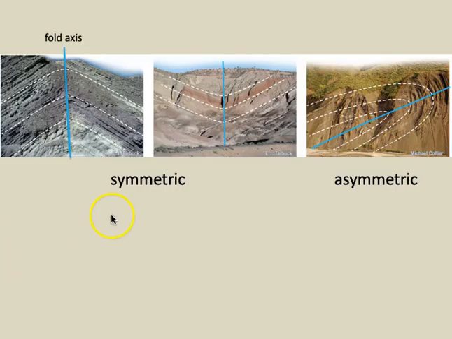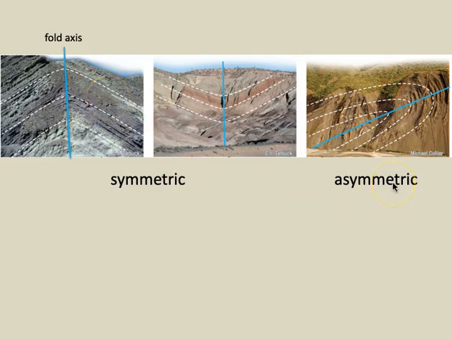The folds we looked at in the previous illustrations were examples of symmetrical folds like these. Symmetric folds are those that have the same tilt on either side of the fold axis. In other words, the strata on opposite sides of the fold axis, or axial plane as it is also called, are mirror images of one another.